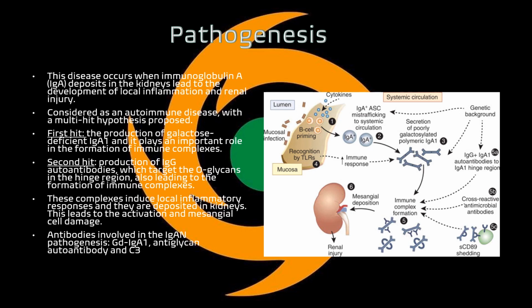And here is an overview in a schematic highlighting the interaction between cytokines, as well as, for example, IgA, IgG and IgA type 1 antibodies, autoantibodies, as well as the formation of immune complexes.